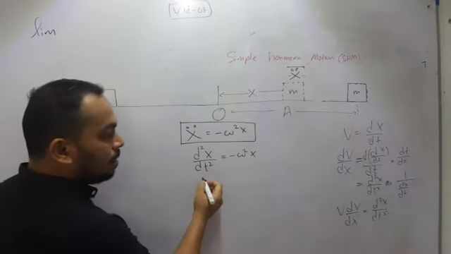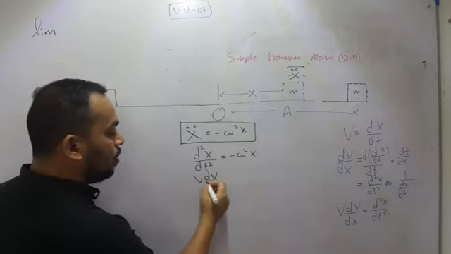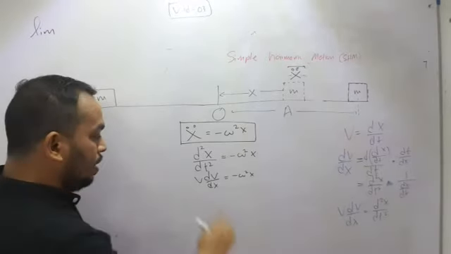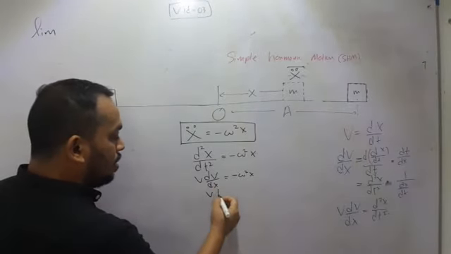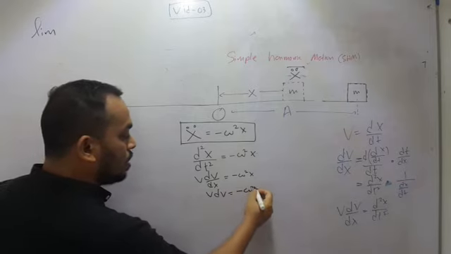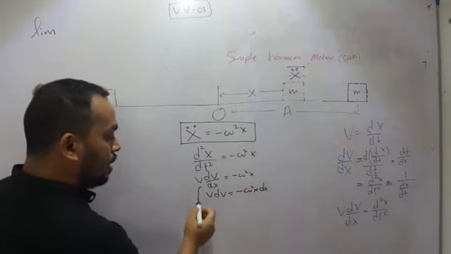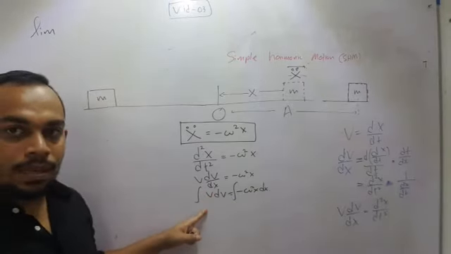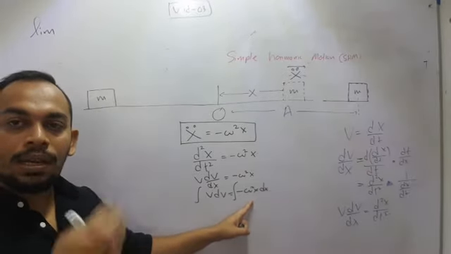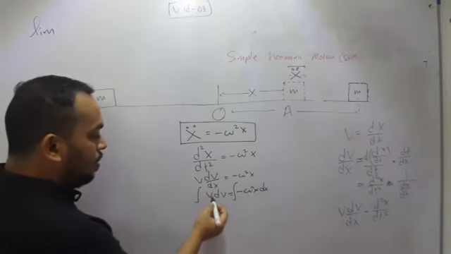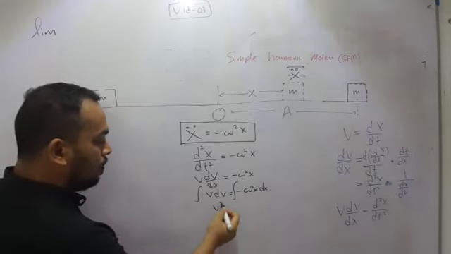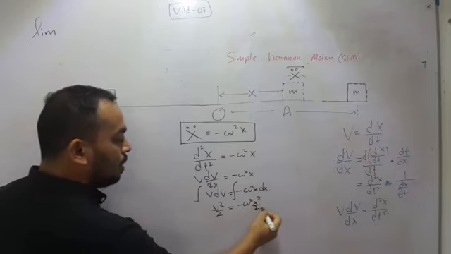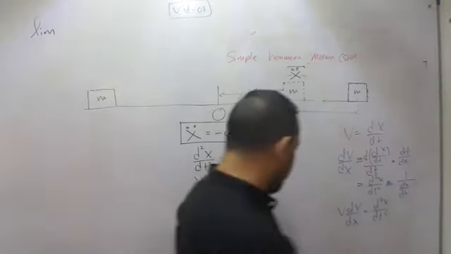Right. So let's replace this one now. I'm going to replace this one with v dv over dx equals minus omega squared x. Then I'm going to cross multiply this. Then I get v dv equals minus omega squared x dx. Now I can integrate both sides, because now on the left hand side we have only v terms. On the right hand side we have only x terms. So we can integrate them separately. So when v is integrated with respect to v, you get v squared by 2, and here you get minus omega squared x squared by 2 plus an integrating constant.